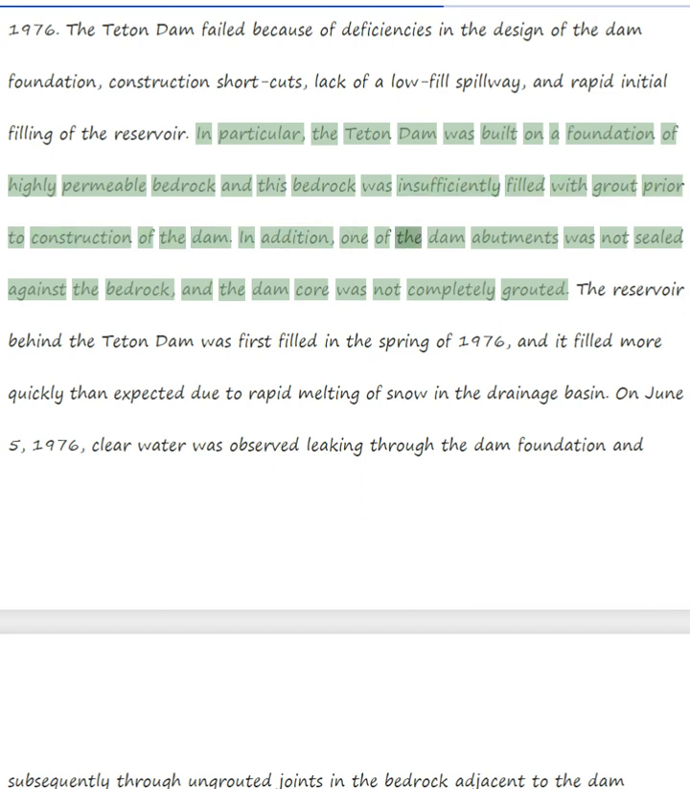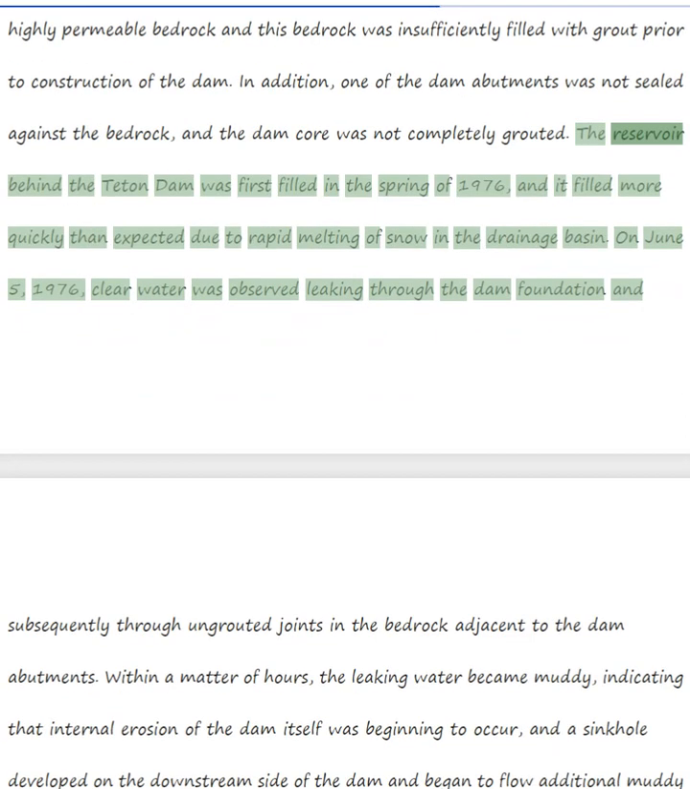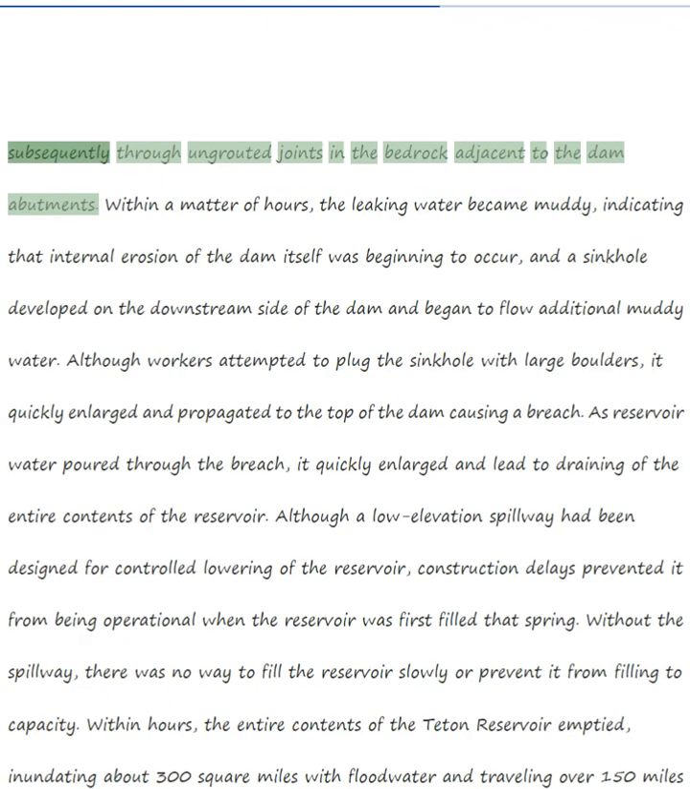In addition, one of the dam abutments was not sealed against the bedrock, and the dam core was not completely grouted. The reservoir behind the Teton Dam was first filled in the spring of 1976, and it filled more quickly than expected due to rapid melting of snow in the drainage basin. On June 5, 1976, clear water was observed leaking through the dam foundation and subsequently through ungrouted joints in the bedrock adjacent to the dam abutments.